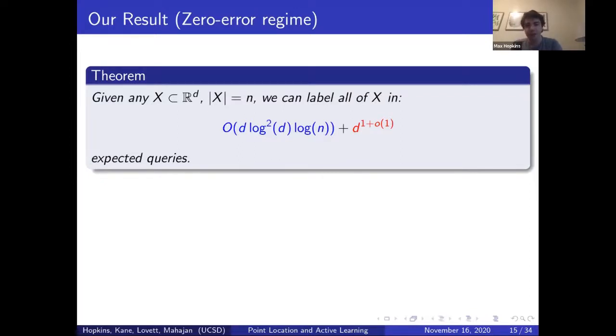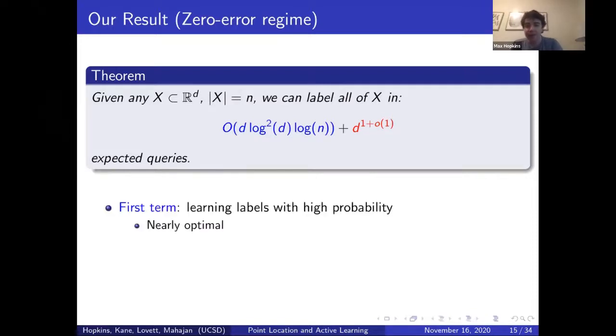I want to make a couple points here. The first is that we've relaxed our complexity measure. We now look at expected queries instead of worst case number of queries because the zero error regime is much harder. The second is I want to talk about these 2 terms here, the blue term and the red term. The first term actually pretty much comes from the previous theorem. The idea is that we're first going to learn x with high probability, and we might allow errors. And this is basically optimal.